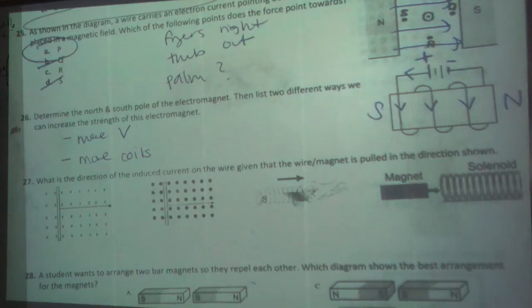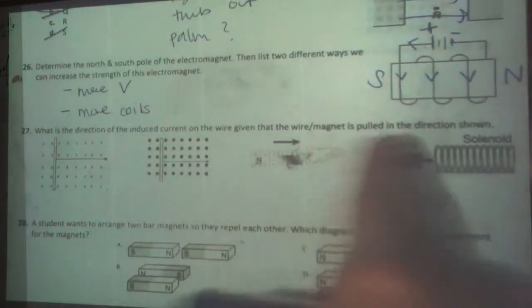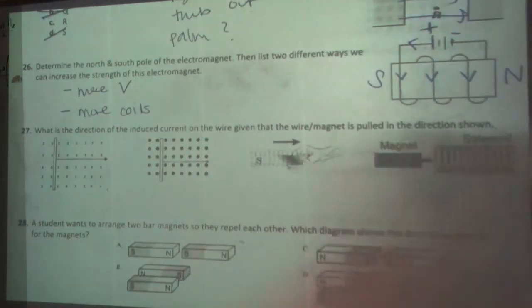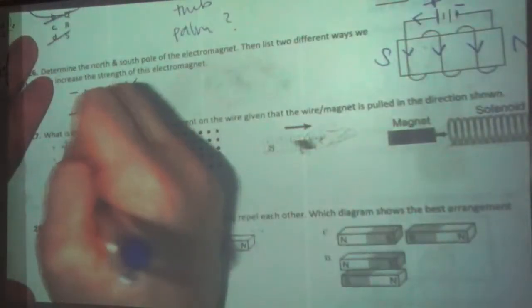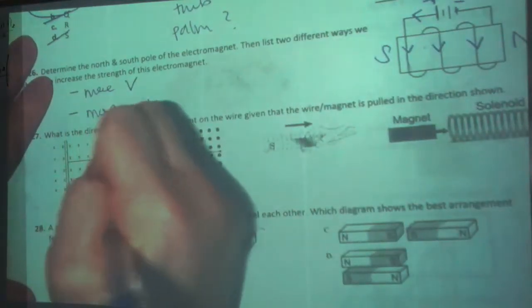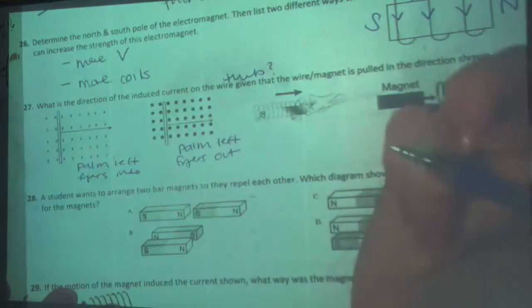Here we are finding the direction of the induced current given which direction the magnet is pulled in. So let's start with this one. If it's being pulled to the right, that means I have a force to the left. My fingers are going into, and for all of these, I'm looking for what my thumb is doing, so I'm looking for current. Here, again, this is being pulled to the right, so my palm or my force is going to be to the left. My fingers are going to be pointing out of the page.